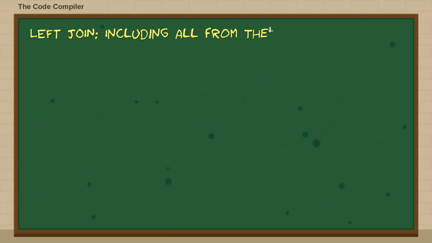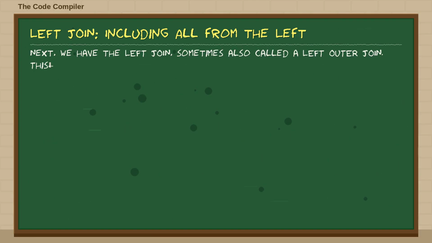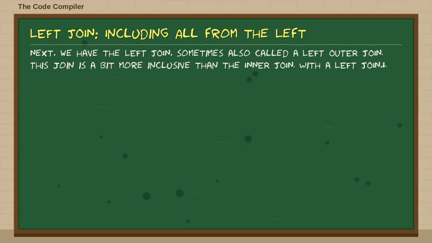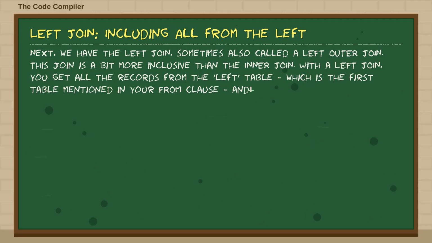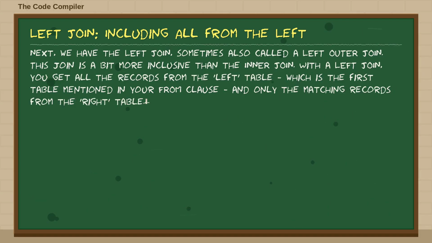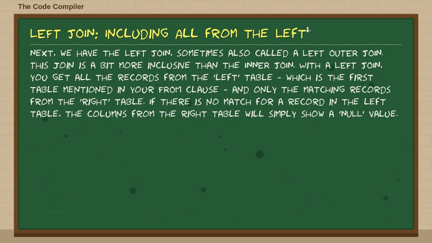Next, we have the left join, sometimes also called a left outer join. This join is a bit more inclusive than the inner join. With a left join, you get all the records from the left table, which is the first table mentioned in your from clause, and only the matching records from the right table. If there is no match for a record in the left table, the columns from the right table will simply show a null value. This is incredibly useful when you want to see all entries from one table, even if they do not have corresponding entries in the other.